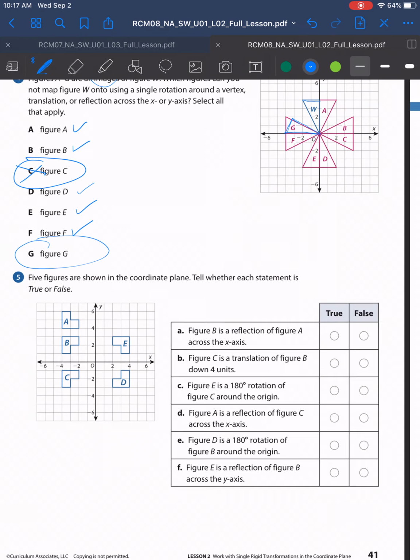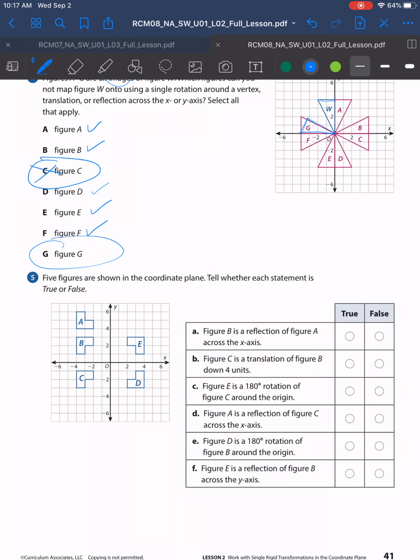Number 5. 5 figures are shown in the coordinate plane. Tell whether each statement is true or false. A. Figure B is a reflection of figure A across the x-axis. Figure B is a reflection of figure A with the x-axis being the line of reflection. No, the reflection line would be right in here somewhere. So that's false.